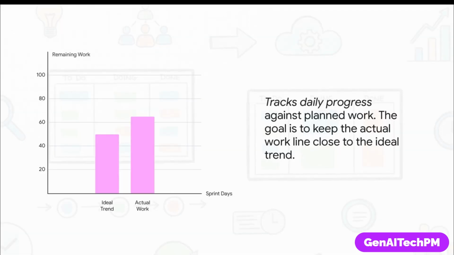Probably the most important one is the Burndown chart. That lighter bar shows the perfect, ideal path to finishing all the work on time. The darker bar? That's your actual remaining work. If you see your actual work consistently floating above that ideal line, that is a crystal clear, early warning sign that the team is falling behind and you need to talk about it.